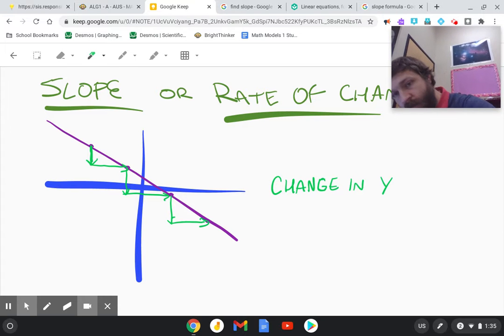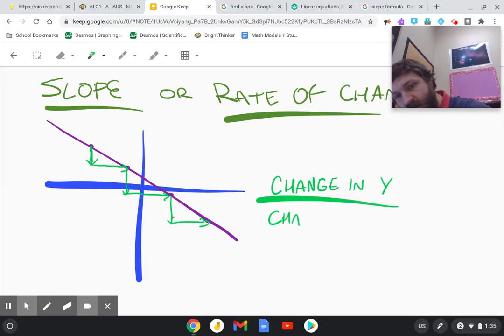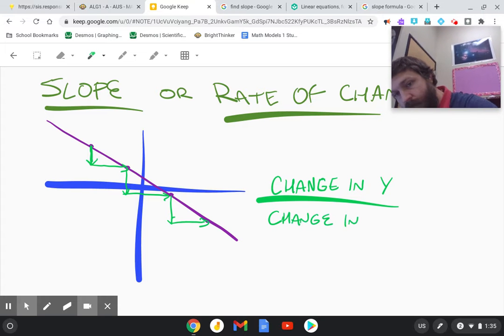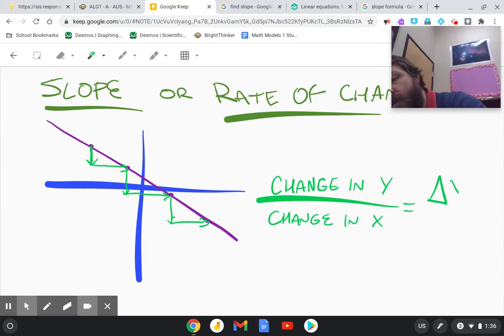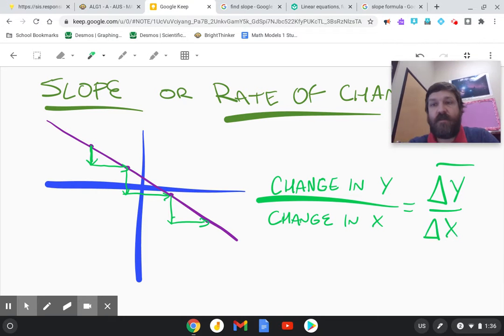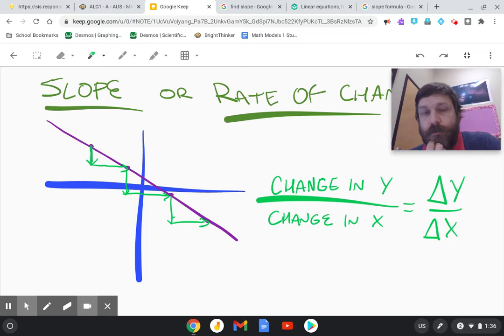Change in y divided by the change in x. So this is the way that we think about this. We look at the function and we decide how much is the y changing from one point to the next, how much is the x changing from one point to the next, and what is that number that represents that ratio or relationship. And you also will see it written with this symbol, called delta y over delta x. That is the same as saying change. So we're looking at the change in the y versus the change in the x.